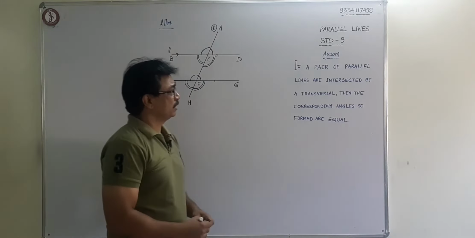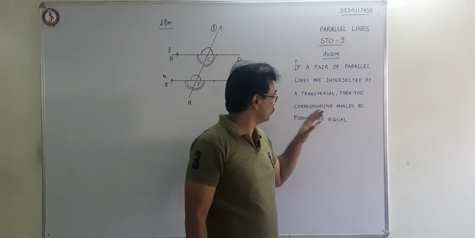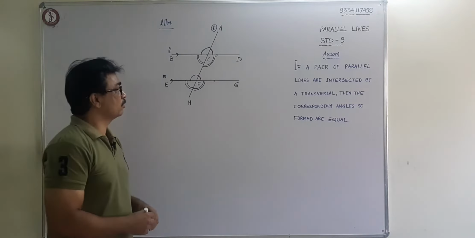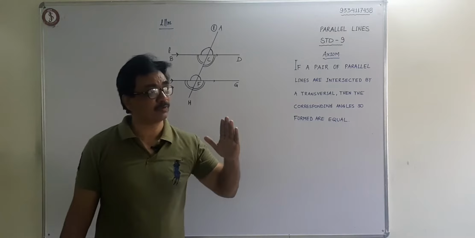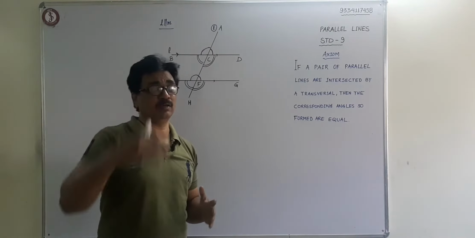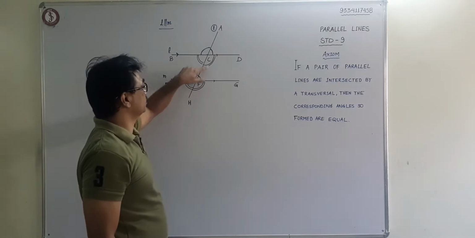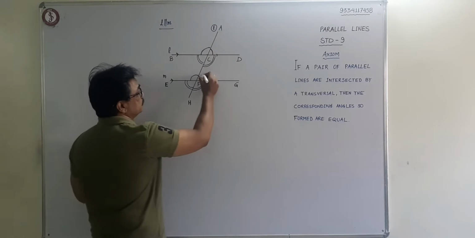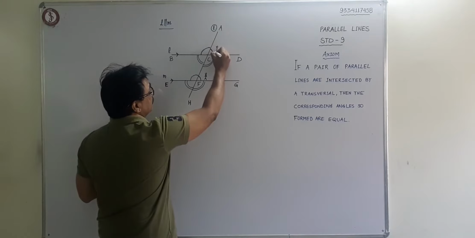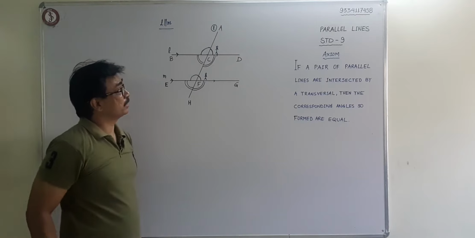They are telling, if a pair of parallel lines are intersected by a transversal, then the corresponding angles so formed are equal. This is an axiom. Now we have to understand what are corresponding angles. A corresponding angle is like the balcony of a very big apartment. All the balconies are placed and spaced the same way. So suppose you are standing here, then the corresponding place will be here. So these two angles are corresponding angles, and if the lines are parallel, then they are inclined the same way.